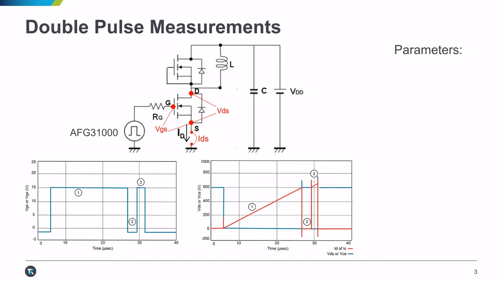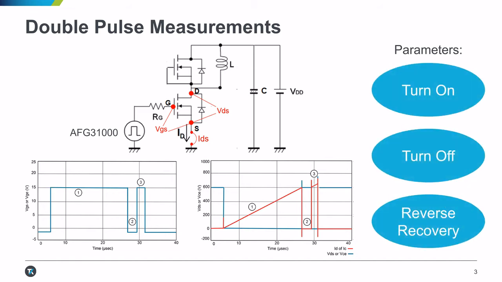Typical measurements are shown in the figure. The overshoot current from the second pulse is due to the reverse recovery of the diode. The oscilloscope is used to extract the timing and energy loss parameters from the waveforms, such as turn on, turn off, and reverse recovery parameters.